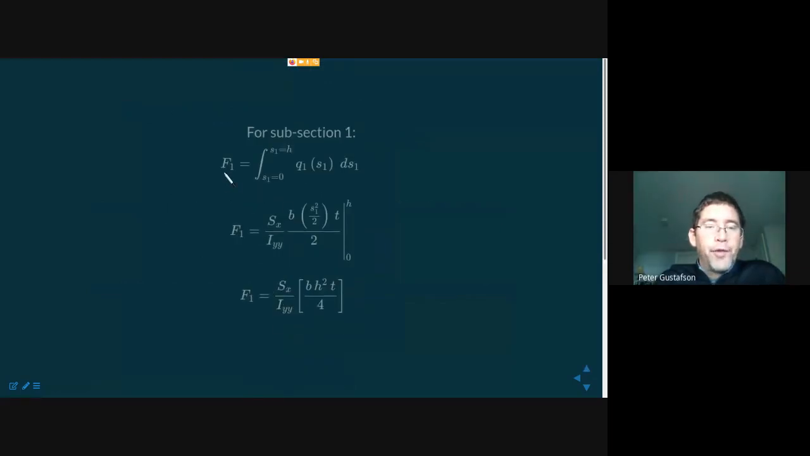We'll do F1 first. This is for subsection 1. That's this one over here. So F1 is equal to the integral from S1 equals 0 to H of Q1. We get a quadratic term, so B S1 squared over 2 times the remaining constants. This is then evaluated at H and 0, and we can calculate the resultant force on this section. So this is what I called F1, which is equal to Sx BH squared T over 4.